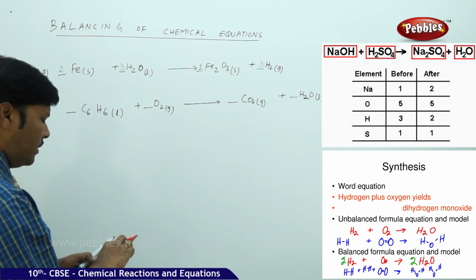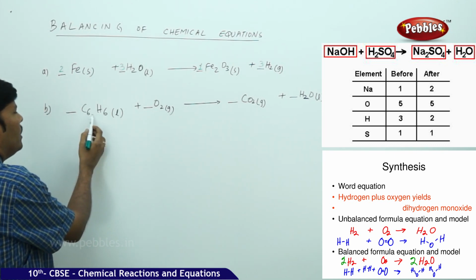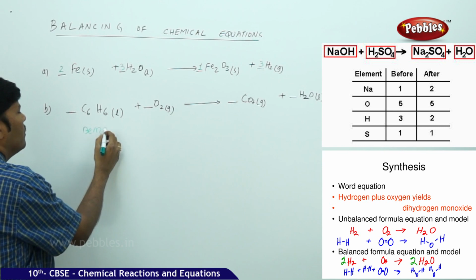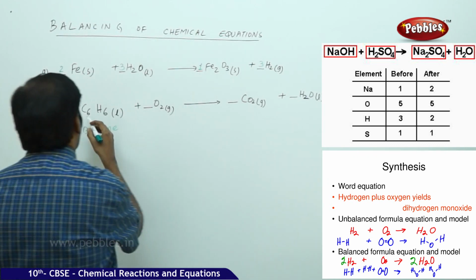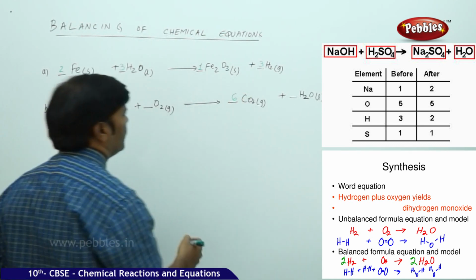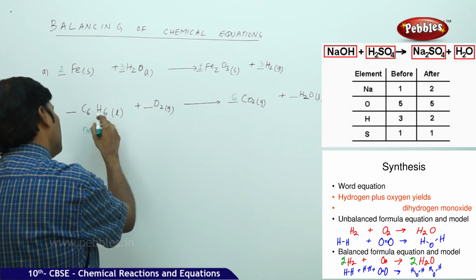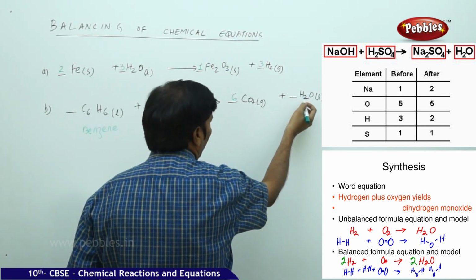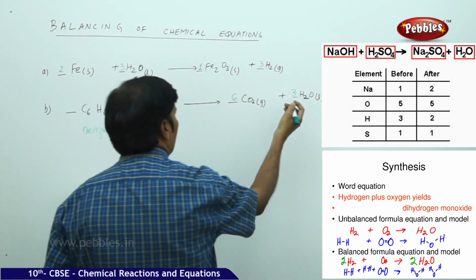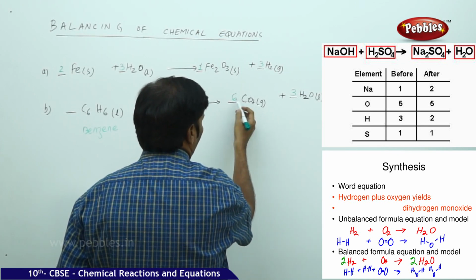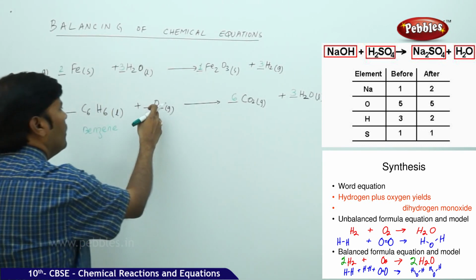Now if you go to the second part of the reaction, in benzene we have 6 carbons, and here we have only 1 carbon. Because there are 6 carbons, I am going to place the molar coefficient 6 beside carbon dioxide. Thereby the number of hydrogens is 6, but here we have only 2 hydrogens, so mark 3 here. The number of hydrogens is balanced, and here you have 3 oxygens, and here we have 6 into 2, 12 oxygens plus 3 oxygens. Total 15 oxygens are there, and here we have 2 oxygens.